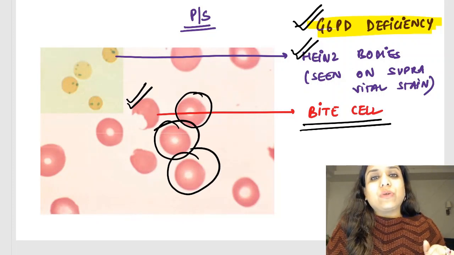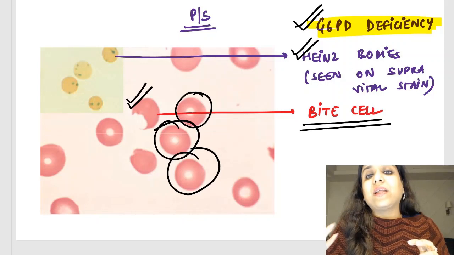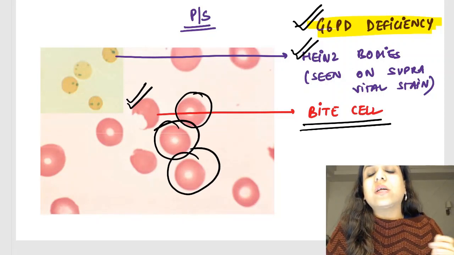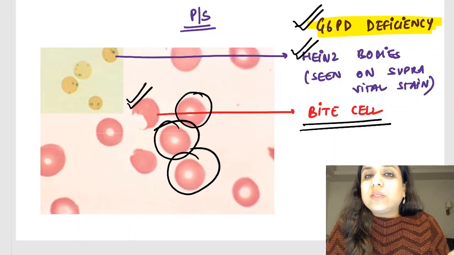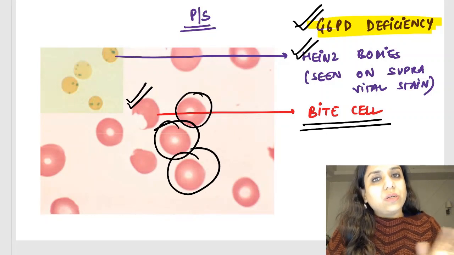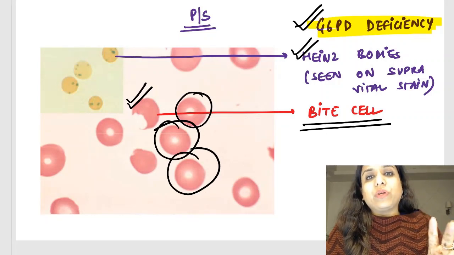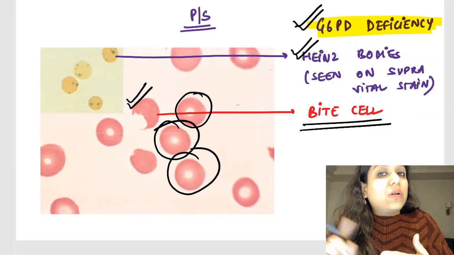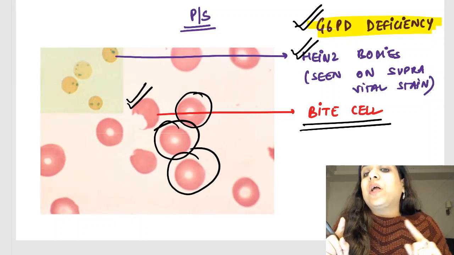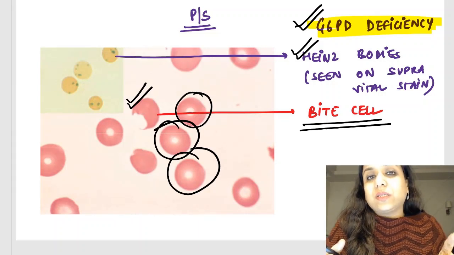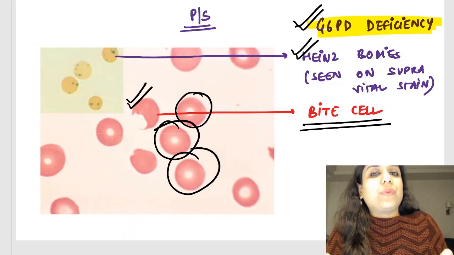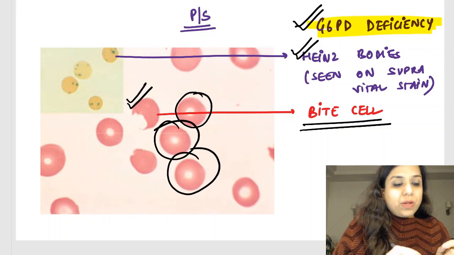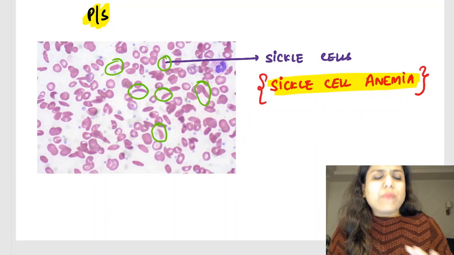Now a clinico-pathologic question is mostly asked. They can give you a history of a patient with jaundice, hemoglobinuria. They can give this kind of a peripheral smear and ask you what is the most likely diagnosis. Understood? The important take-home point here is that Heinz bodies are not seen on Romanowsky stain. Heinz bodies are seen on the vital stains, but these bite cells are seen on the Romanowsky stains. Understood? Okay. Next one.